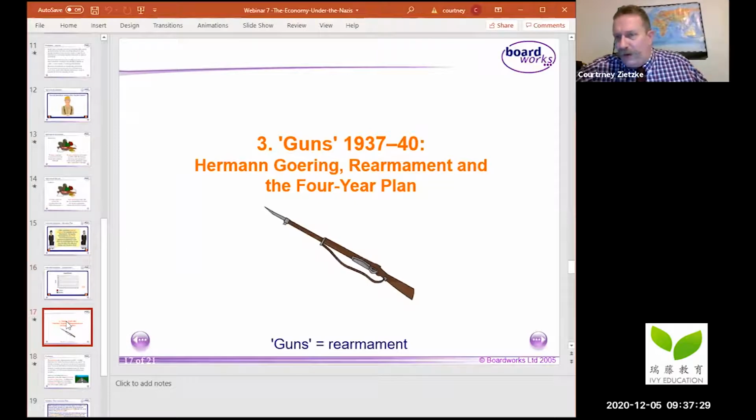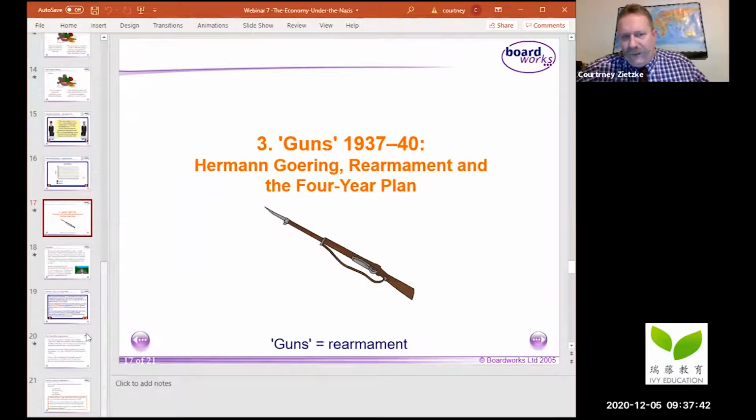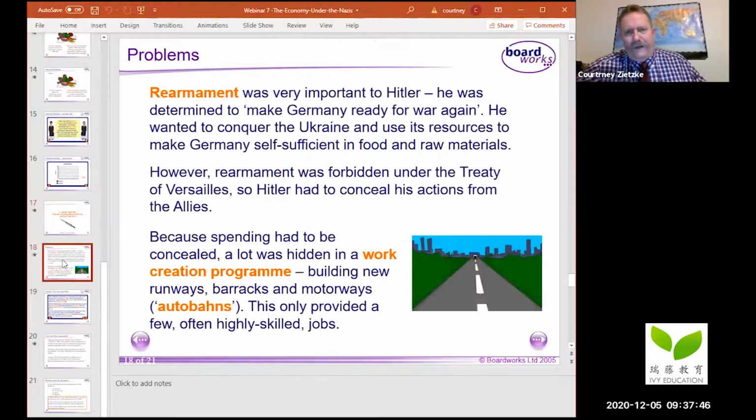Okay, this is where it gets a little bit more interesting. Hermann Göring, rearmament, and the Four-Year Plan. Okay, this was an absolute plan from day one, to rearm Germany as quickly as humanly possible. The rearmament was very important to Hitler. He was determined to make Germany ready for war again, which he did.